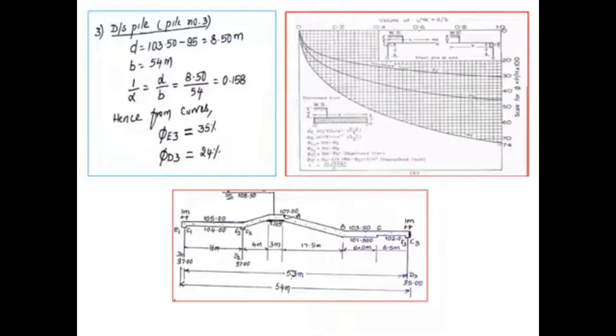Now for the downstream pile, which is pile number 3, we know that D is 103.5 minus 95, which is 8.5. So the total width is 54. So we have to refer to the curve. So there is 1 by alpha, which is D by B, which is 0.158. So directly for 0.158, read the graphs for 5D as well as for 5E. So you will get 35 and 24% respectively. So directly for these values you have to read and get the answers.